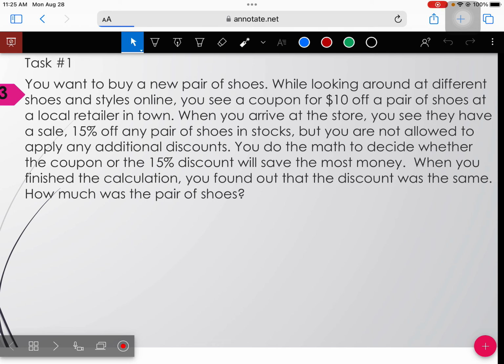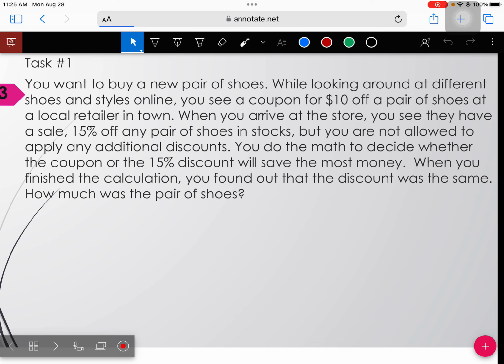What else is important? Trying to find how much the price would be if 15% or $10 off is the same. Okay, and what about that price? Which price would be lower?